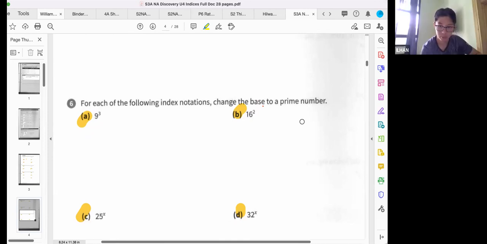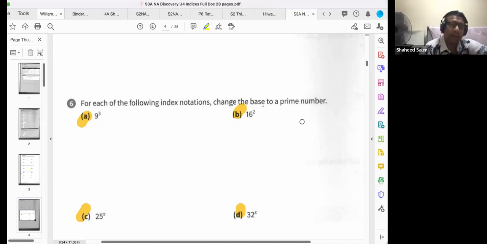17, 19. Okay, well done. So prime numbers can only be divided by itself and 1. Okay, you try now. So what they want you to make this number to be.